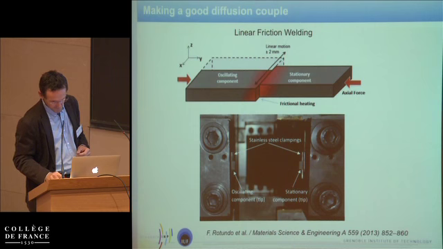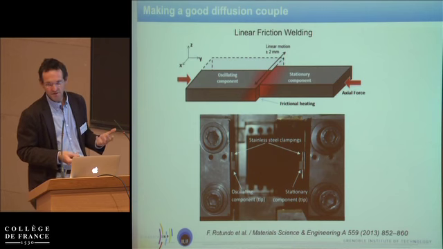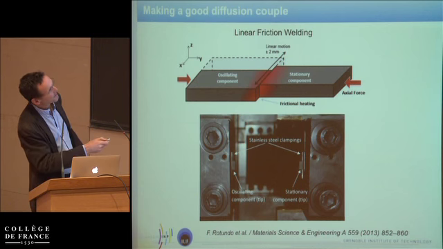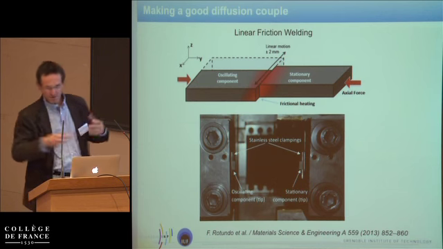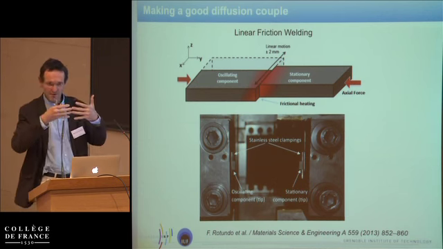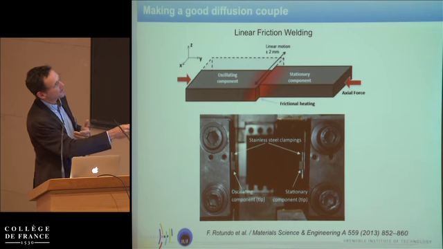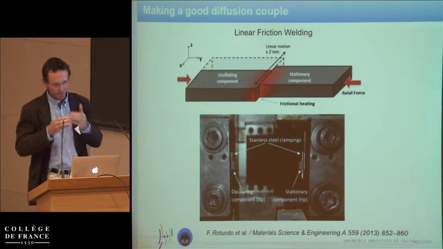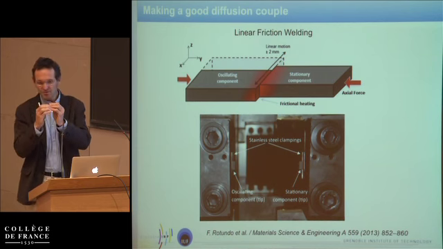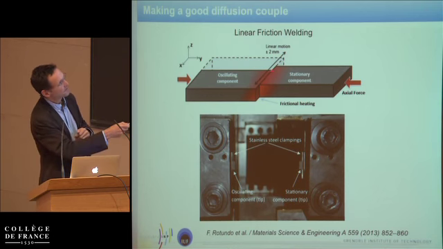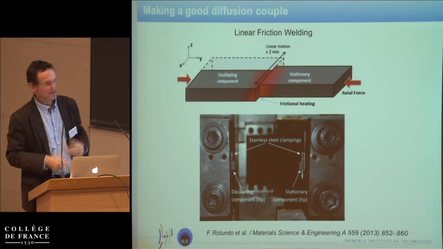An alternative, which is similar in concept but not rotating, is linear friction welding, where you have two components, one in front of the other, and you push them together with an actual force, and then you have an oscillation between the two. The linear motion makes friction, friction makes heat, pressure makes flow, and then you get rid of the material in between and you have a metallic-metallic bond.